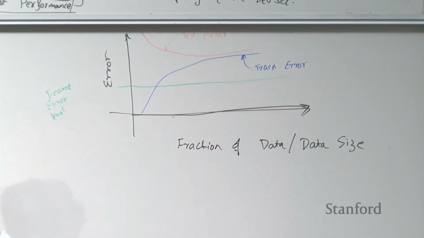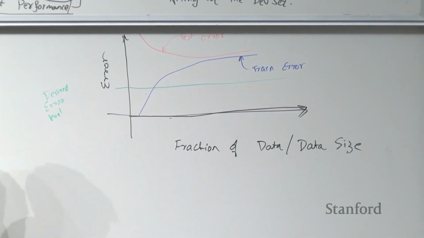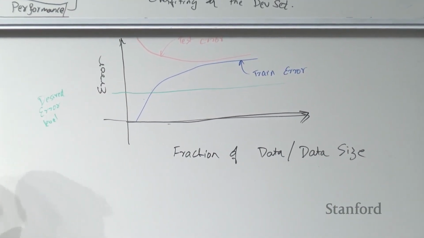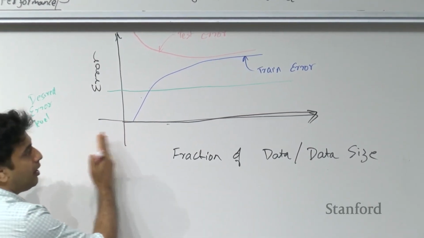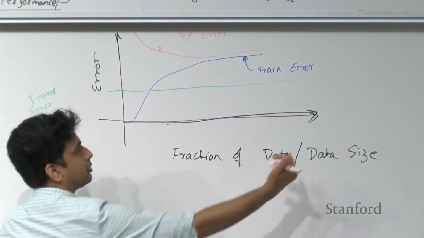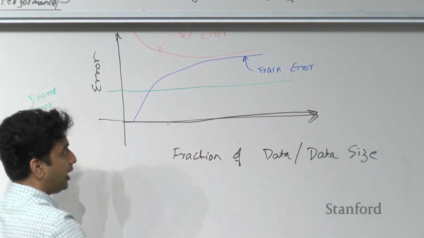Right? In this scenario, the desired error level is somewhere over here. Think of it as human level performance. And by plotting your model performance, both the train and test error, as you subsample your data, subsampling would go this way, as you measure it on the full data.